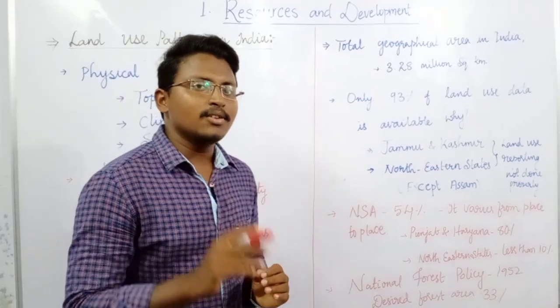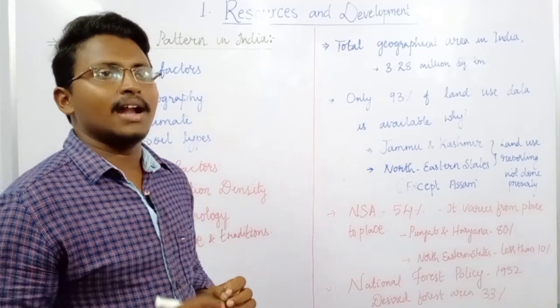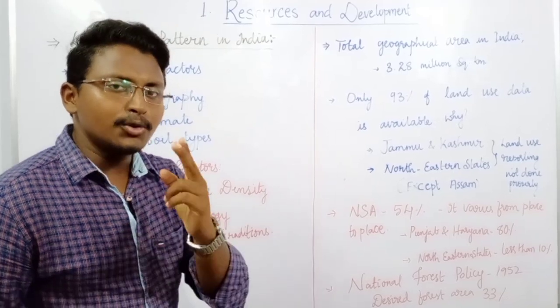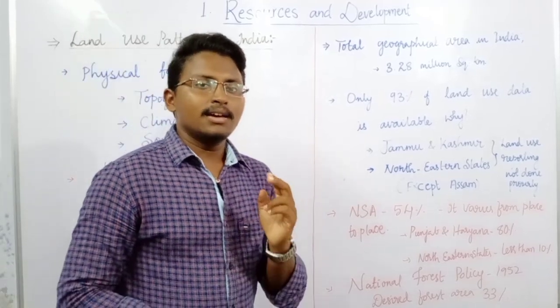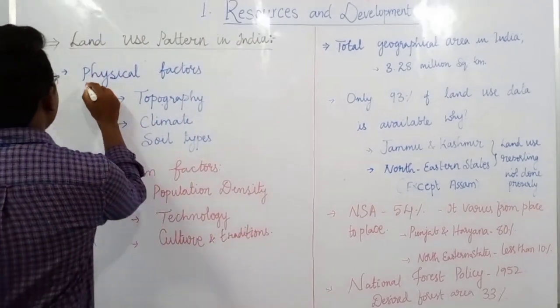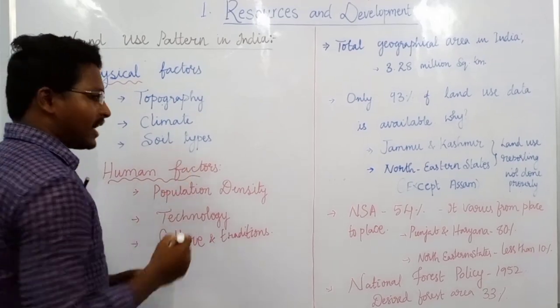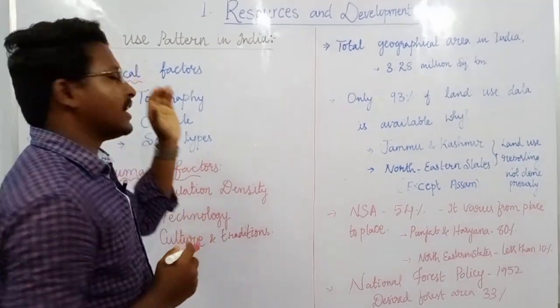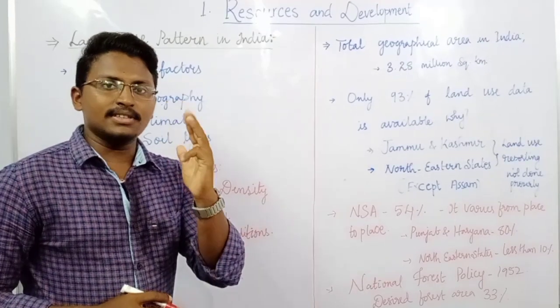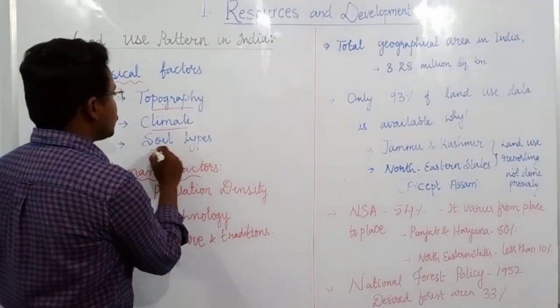So let us see what the factors responsible for land use in India are. There are mainly two types of factors responsible for the land use pattern in India. One is physical factors, and the second is human factors. What are these physical factors? There are mainly three physical factors: topography, climate, and soil types.